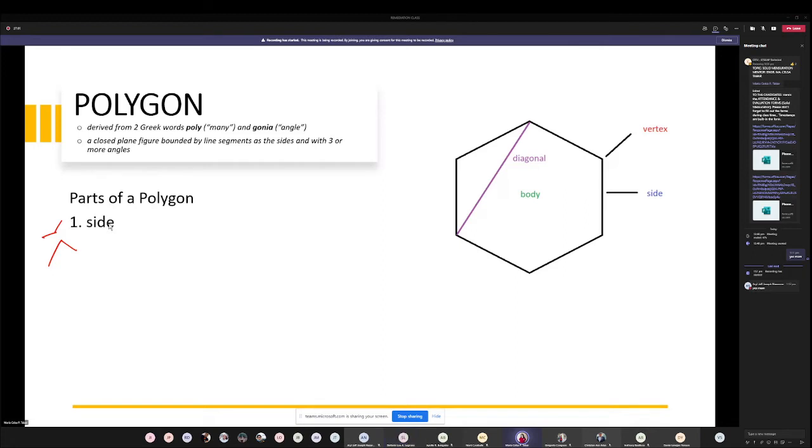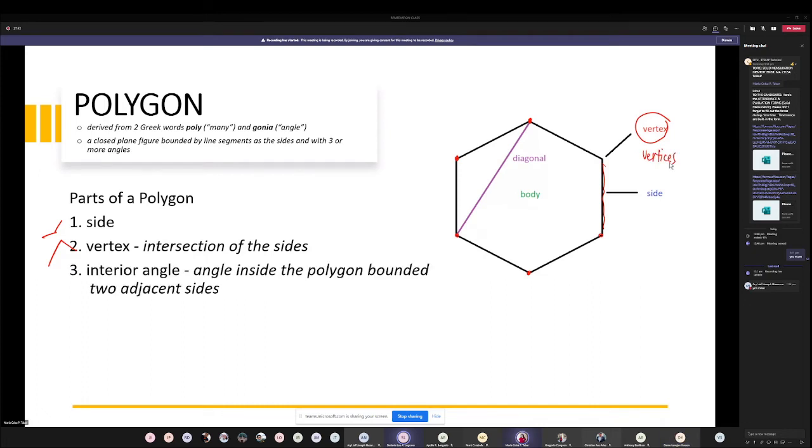Okay, so the parts of the polygon. We have the side, a line segment connecting 2 points on a polygon. So it's called a side. This is another example of a side. For this hexagon, the second part is what we call the vertex, which is the intersection of the sides. The points here that are the endpoints of the sides are called the vertices. Singular form is vertex, and plural form is vertices.